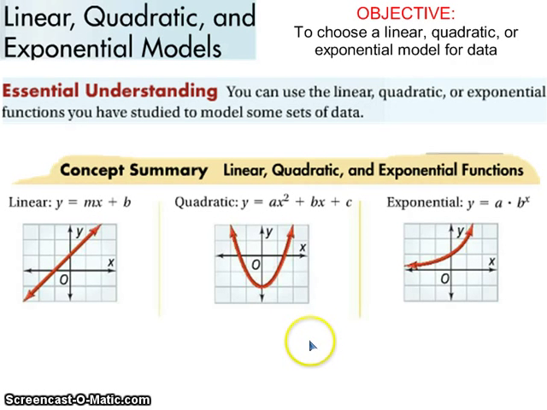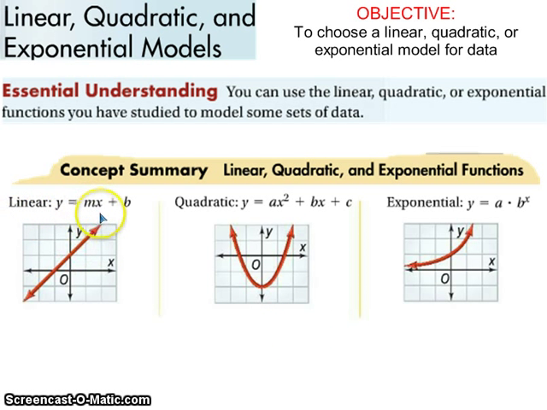Okay, section 7 is basically about models, and not the type that walk on a runway, but about picking what something's going to look like. We've got 3 that we've learned so far: linear, quadratic, and exponential. So you're going to be able to recognize each one of these things.